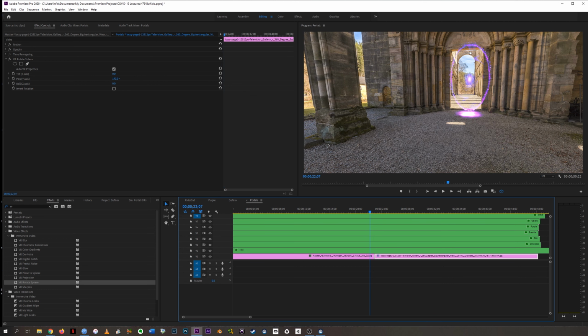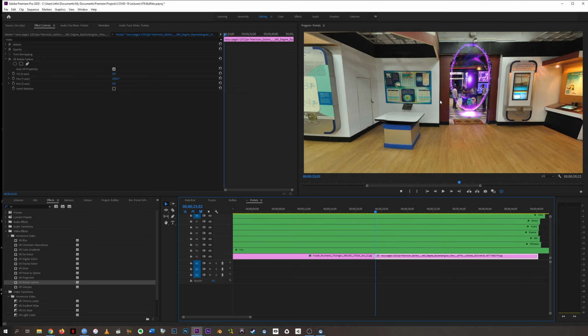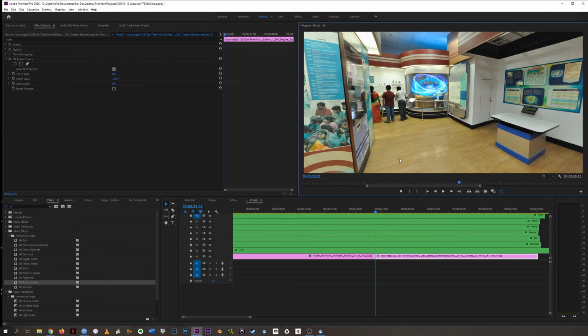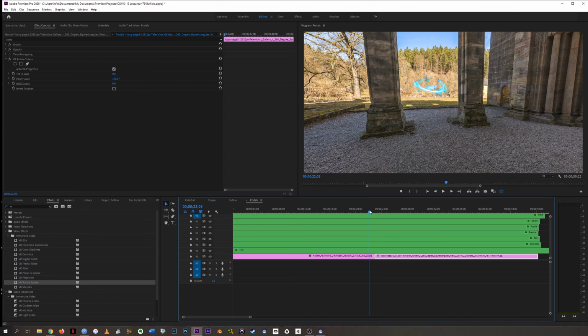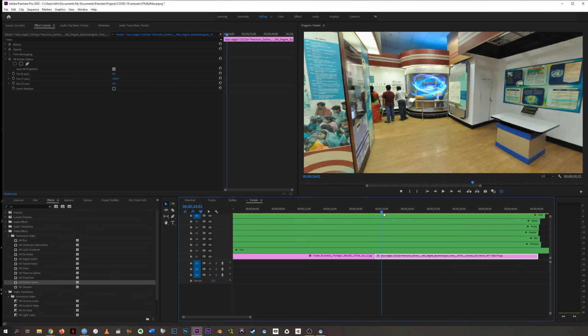It goes from ancient doorway to contemporary doorway, and the purple matches. It leads from ancient doorway with the blue to contemporary exhibit with the blue, and the blue matches. So I'm like, oh, okay, I think we've got something here. It's actually looking like it makes some kind of visual sense now.